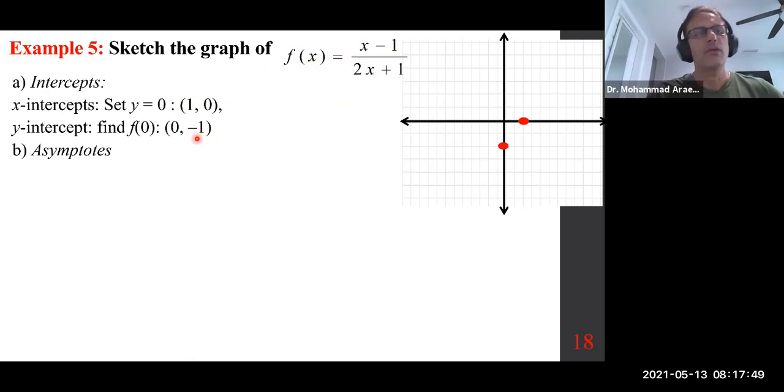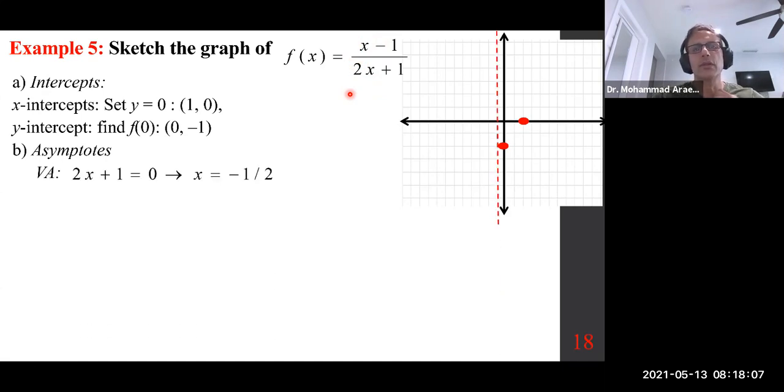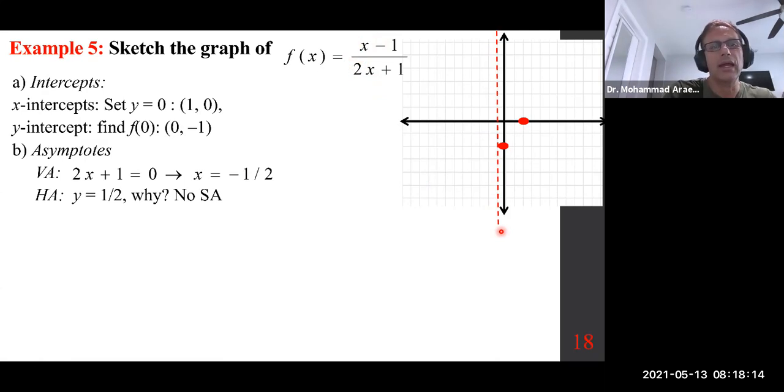Asymptotes, vertical asymptote, denominator equal to 0, so x equals negative 1/2. Degree of the numerator and denominator are identical. Horizontal asymptote, y equals 1/2. By the way, x equals negative 1/2, that's the line, and it is a dashed line. Y equals 1/2, and I hope again you realize the coefficient for x is 1 here, okay, class, 1 over 2. And there's no slant asymptote because you have either or, not both.